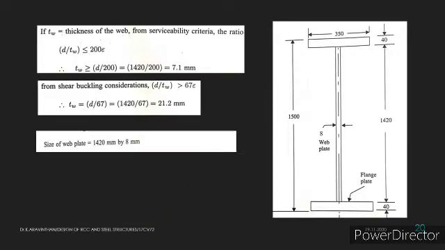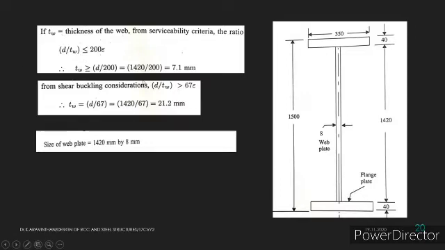Let us check both conditions, that is the serviceability criteria and shear buckling consideration. Before a design, we should assume a member and its sizes, and we should check for the criteria given in the codal norms. For the serviceability criteria, the depth by thickness of web should be less than or equal to 200 times epsilon. In detail, I have given this step also in the previous lecture. You can refer to that for the class.